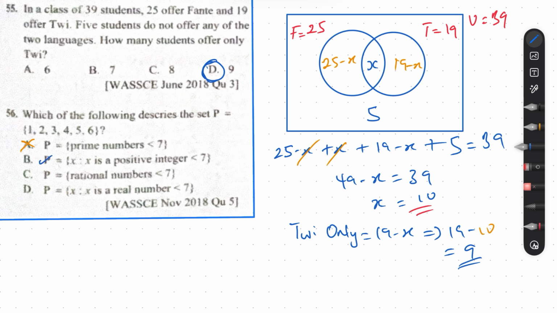Let's go to C. C says rational numbers less than 7. Rational numbers can include a lot of things, not just integers. But here we only have integers in our set, which is from 1 to 6. So this is not true. And then D says x is a real number less than 7. No. It is also not true. So our answer is B.